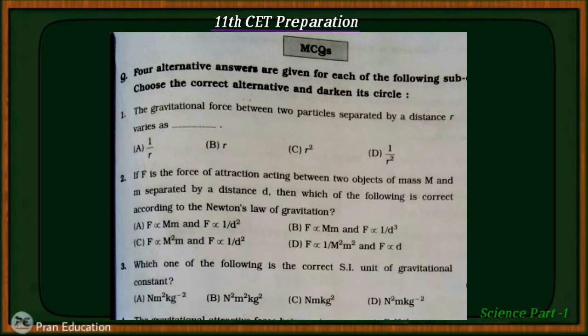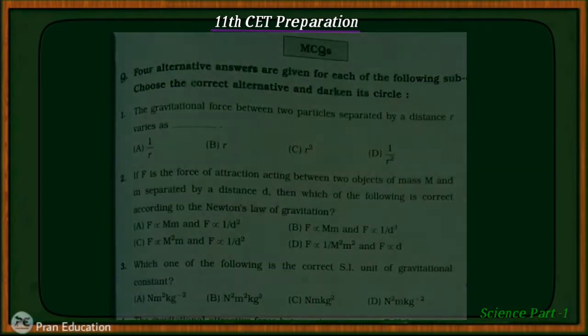Third, which one of the following is correct as a unit of gravitational constant? Options: A, Nm to the power 2 kg to the power minus 2; B, N to the power 2 m to the power 2 kg to the power 2; C, Nm kg to the power 2; and D, N to the power 2 m kg to the power minus 2. The correct option is option A, Nm to the power 2 kg to the power minus 2.